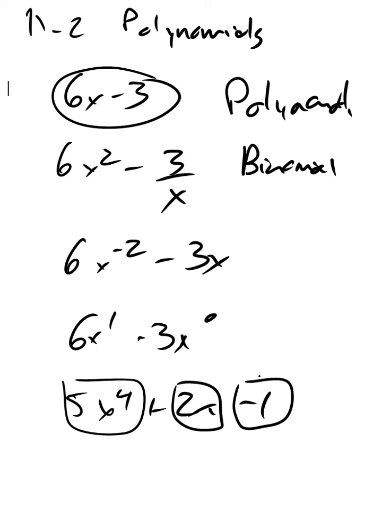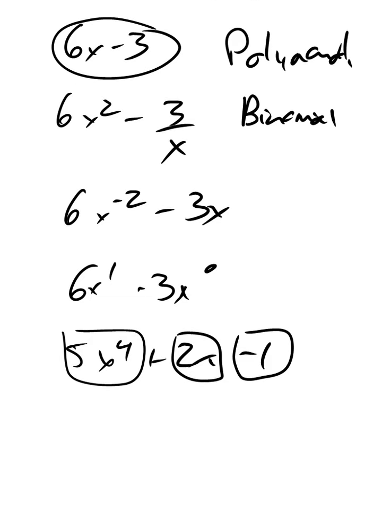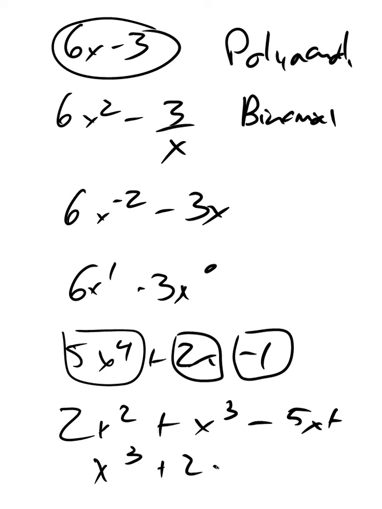The other thing too in this unit is to arrange them in descending order. Now you've kind of been doing that already. So if we were going to write something in descending order, if it was 2x squared plus x cubed minus 5x plus whatever, in descending order we would take this one first because it's the highest exponent. So we have x cubed plus 2x squared minus 5x. So not too bad with all those things.